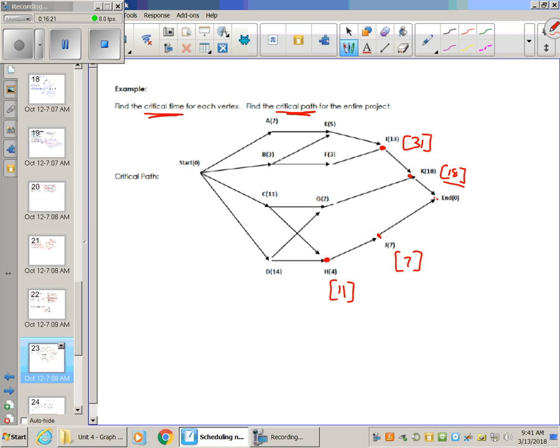We're just going to keep moving backwards. If I move back to E right here, that's only pointing to one thing, so we're just going to do 5 plus the critical time of the one it's pointing to. 5 plus 31 is 36.